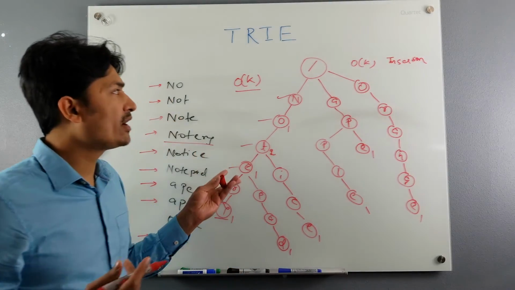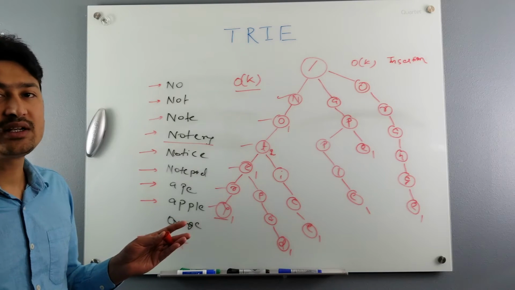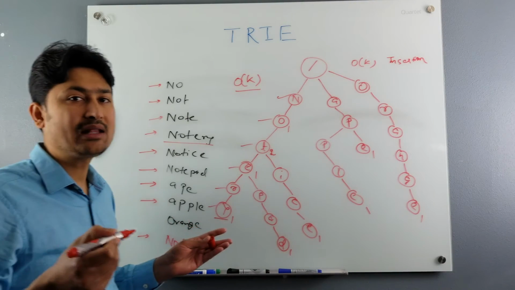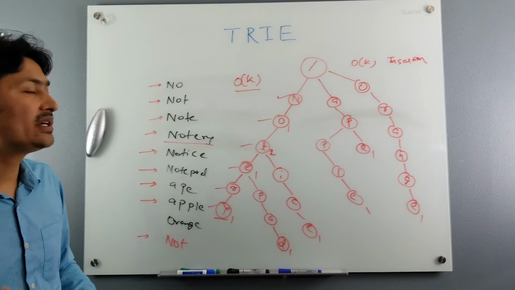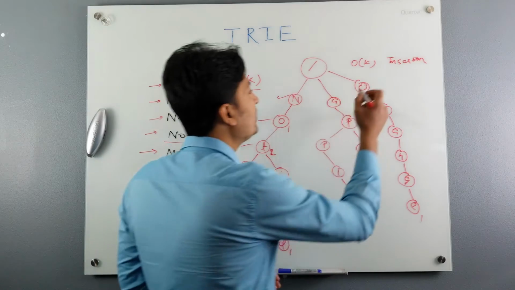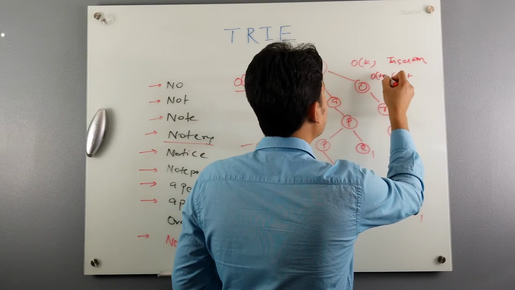And if at any point of time you find that a specific character is not present in the trie while traversing the path, you can exit saying that word is not present in the trie. Similarly, here get is again O(K).